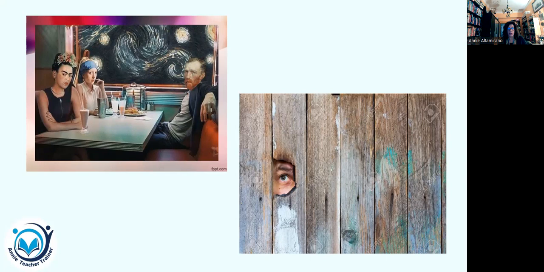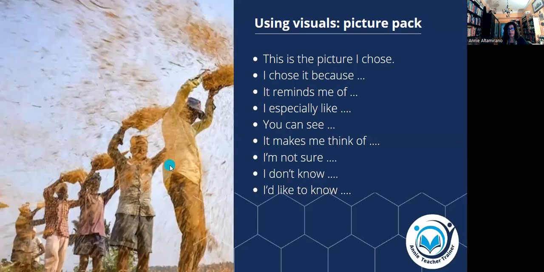And as I said, you can use works of art, photographs, any kind of visual image. And you can use this also at any level because the response of the students will be at their own level. You can also use the picture pack. A picture pack is a collection of pictures from different sources. You can display them on a screen using Zoom, Jamboard, or simply on your table.